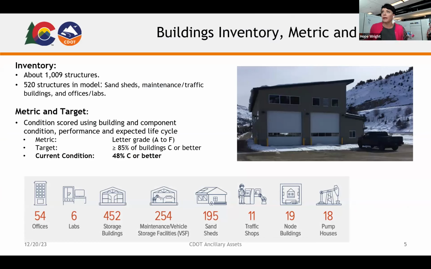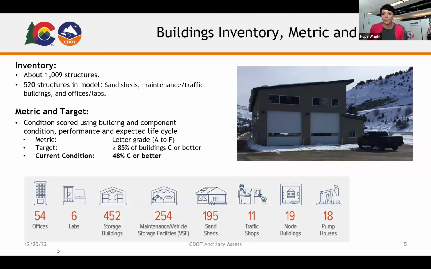So we do have a little over 1,000 buildings in our inventory. However, for purposes of budget setting, we only include 520 of those structures in our analysis. And the most abundant building type that we include in our analysis are the maintenance/vehicle storage facilities.